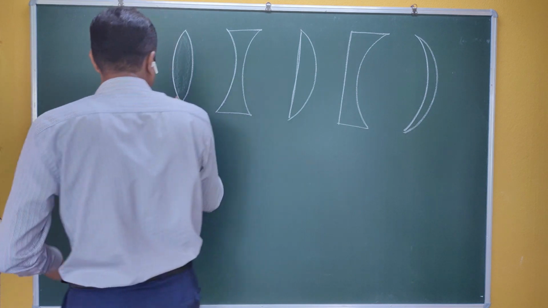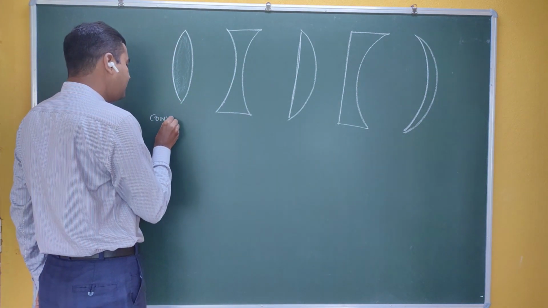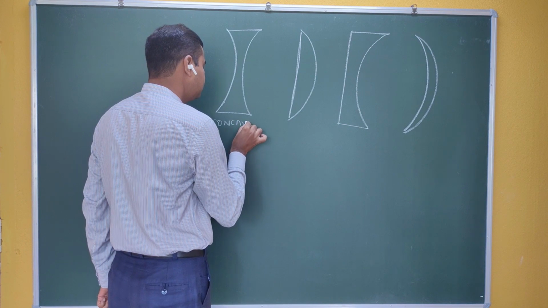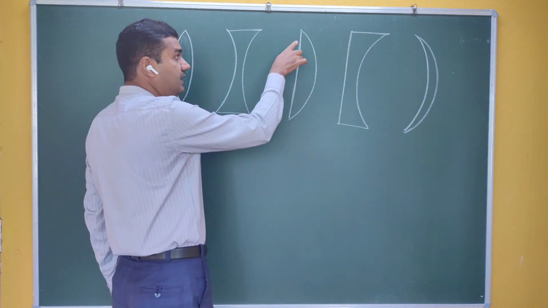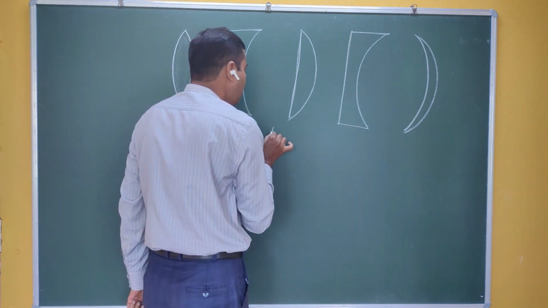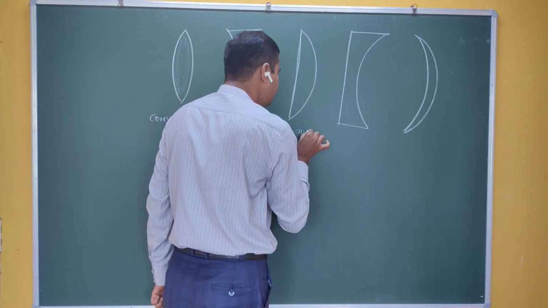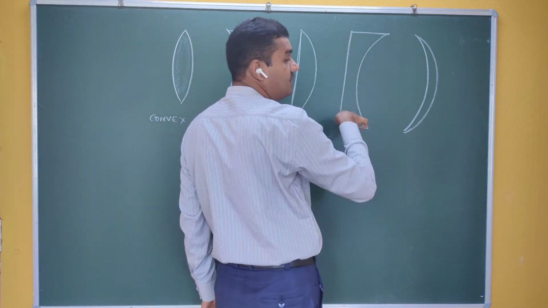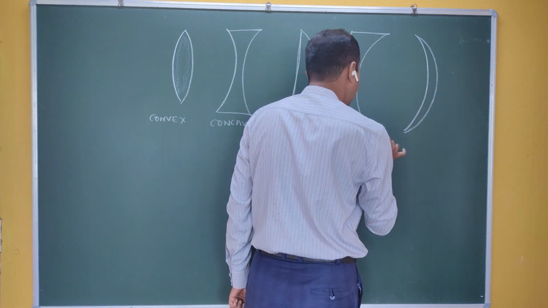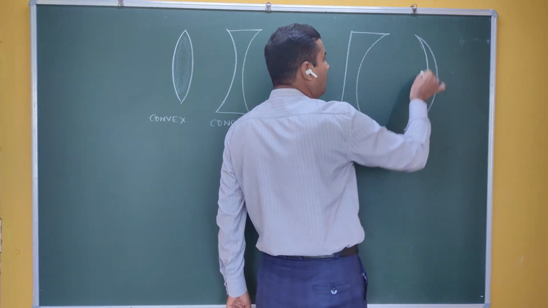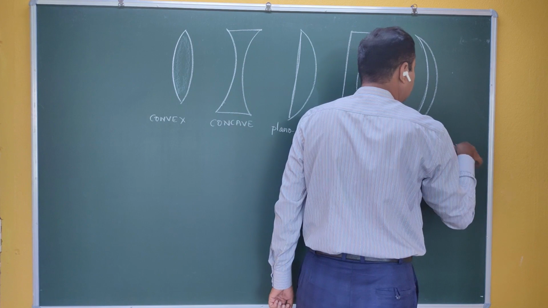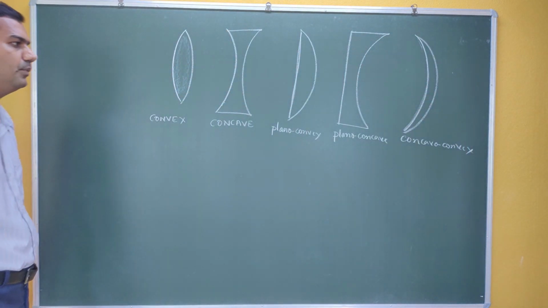This particular lens is called a convex lens or double convex lens. This shape is called a concave lens. Here you can see one surface is plane and the second surface is curved. It looks like a convex surface, therefore it is called plano-convex. And again here, one is plane and the second is curved, so this is called plano-concave. Now here, one is concave and the second is convex. This is called concave-convex. Or if you take the mirror of this lens, then it becomes convex-concave.